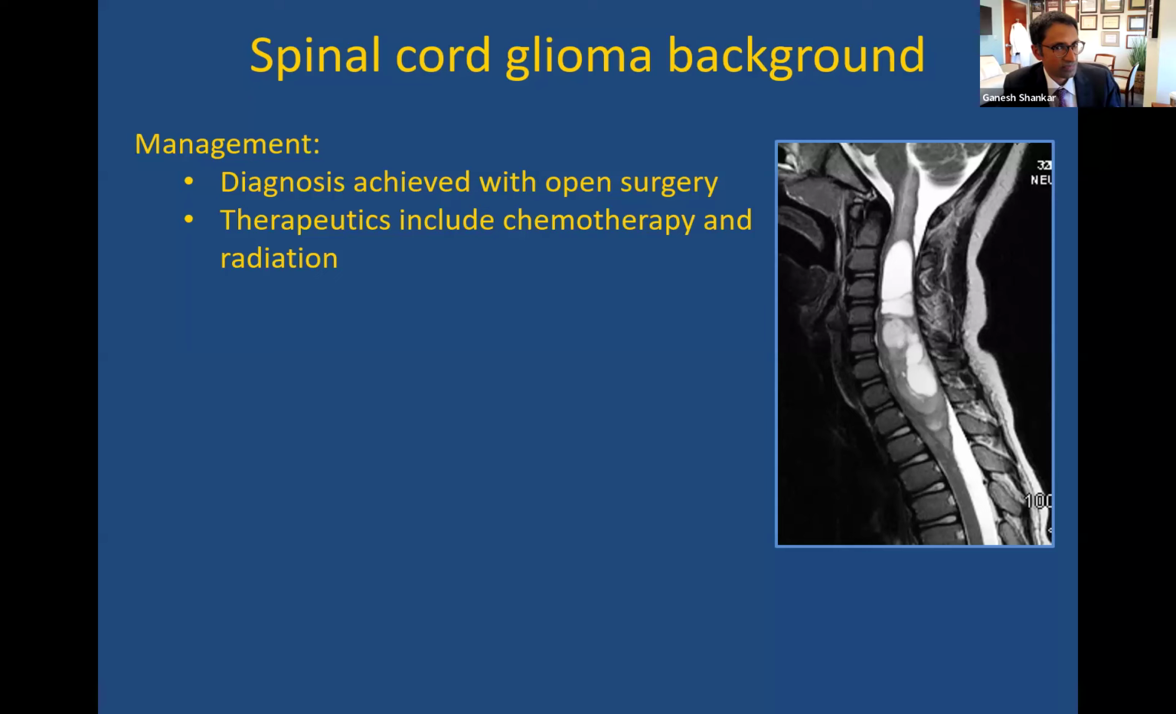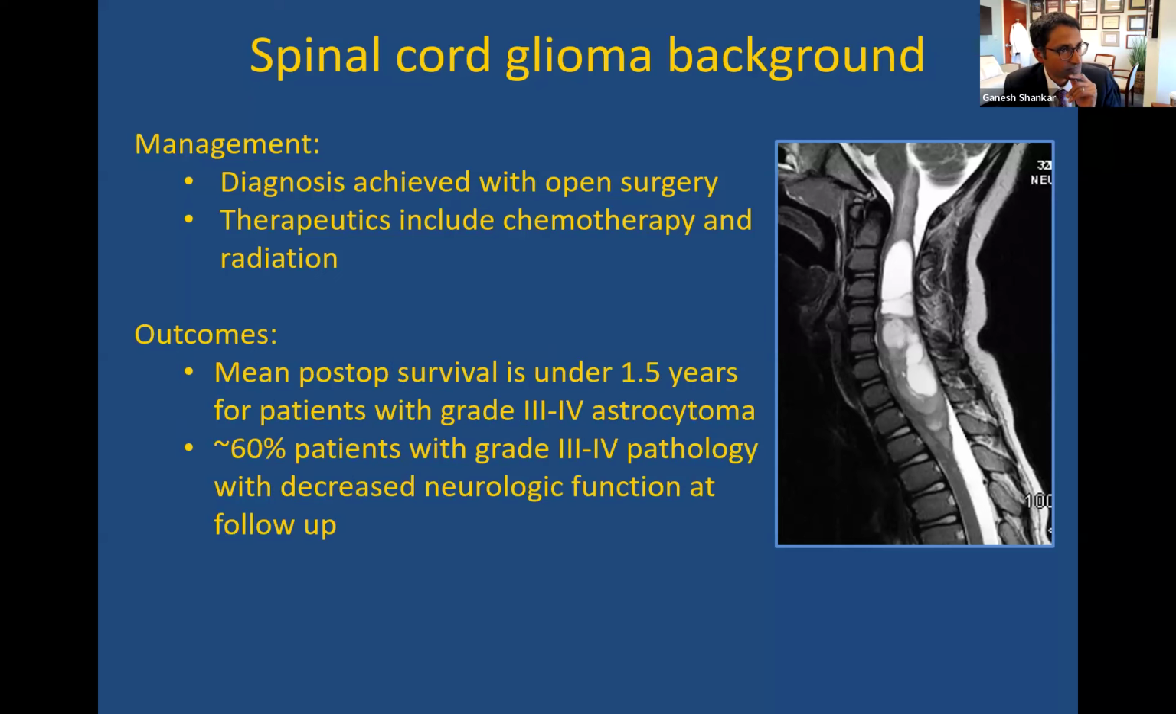The diagnosis is often achieved with open surgery. The therapeutics involve chemotherapy and radiation. And the outcomes are quite poor. They continue to be quite poor, but hopefully will improve with some of the new trials that are ongoing for CAR Ts. But the mean post-op survival is under 1.5 years for patients with spinal cord GBM.